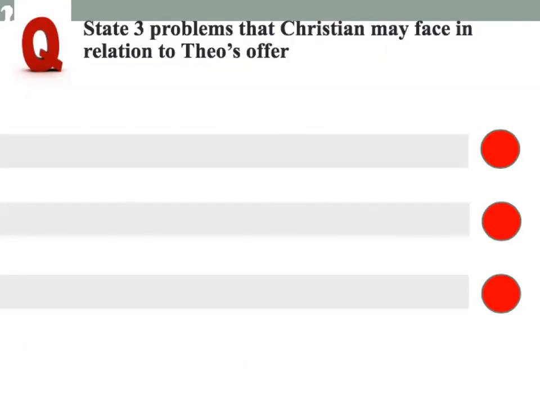Okay, so we're almost there. We're on the second question of this. So now I'm posing the question: state 3 problems that Christian may face in relation to accepting Theo's offer. So Theo's our dragon, Christian's our entrepreneur. Now I've written state, so realistically, I'm writing 1 quick line. So I'd like you to have a little go now at trying to write 3 lines.